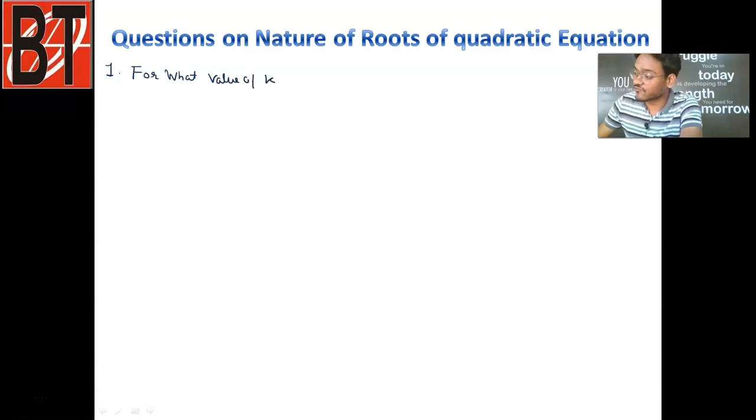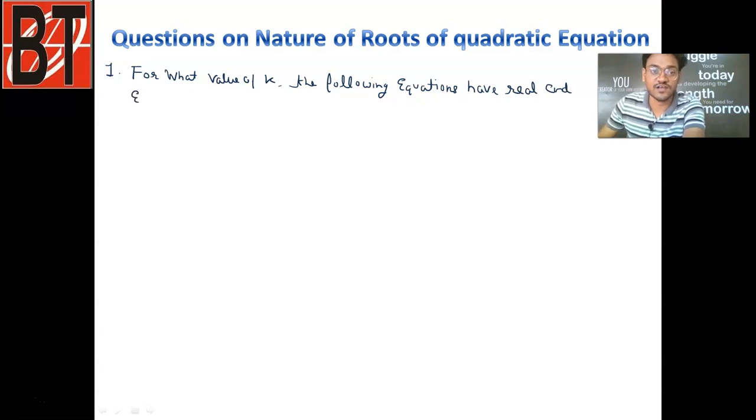For what value of k the following equations have real and equal roots? So we are given that the roots are real and equal. Now students, what is the condition when the roots are real and equal? Remember the condition. Case number 1, when D is 0, the discriminant is 0. So we just need to put discriminant to 0.